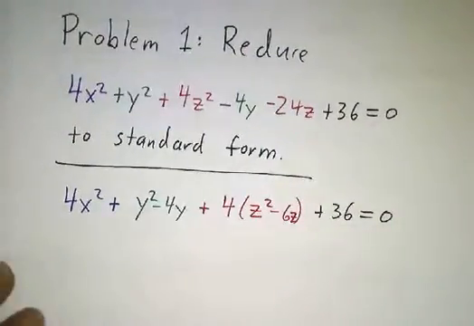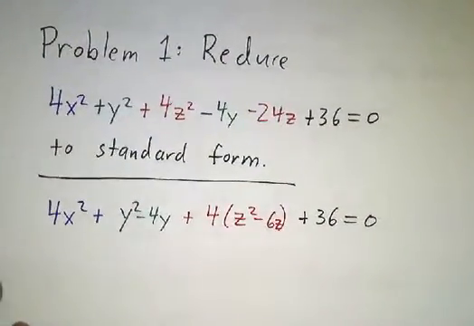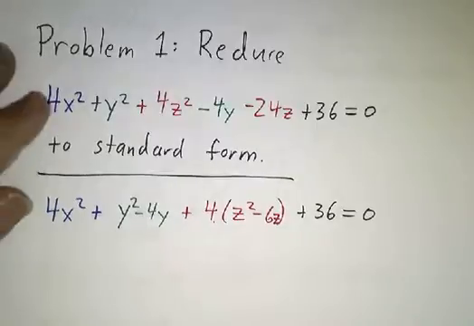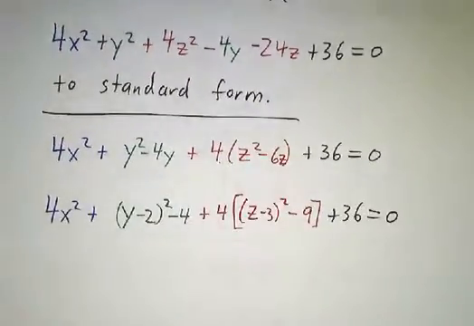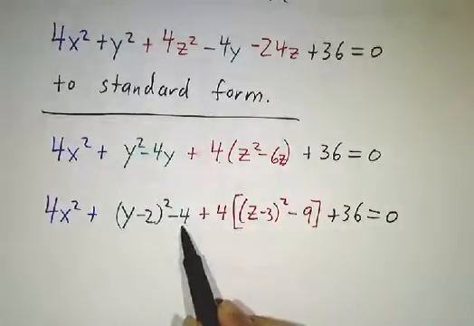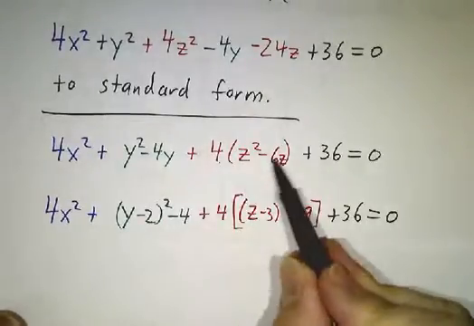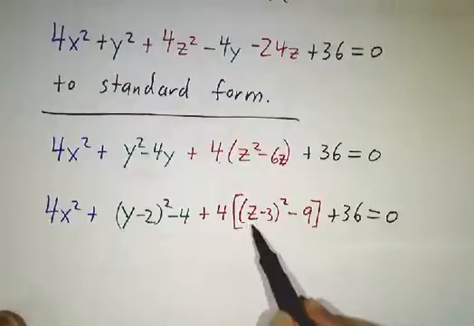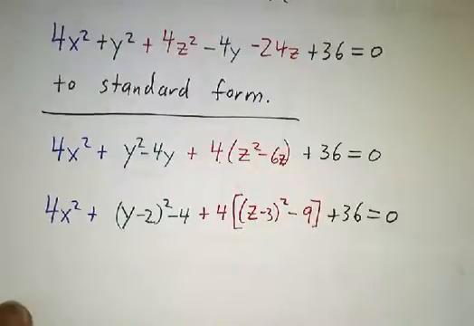So first thing we do is we just group our terms. We put all the x's together, all the y's together, all the z's together, and I factored out a 4 from the z's. Then we complete the square. Instead of y squared minus 4y, we take y minus 2 squared minus 4. Instead of z squared minus 6z, we replace that with z minus 3 squared minus 9.